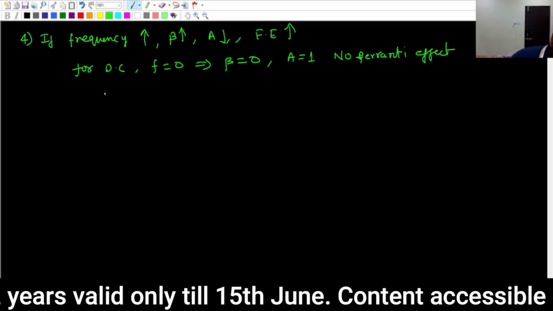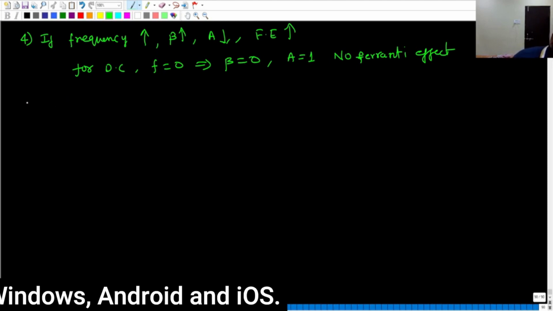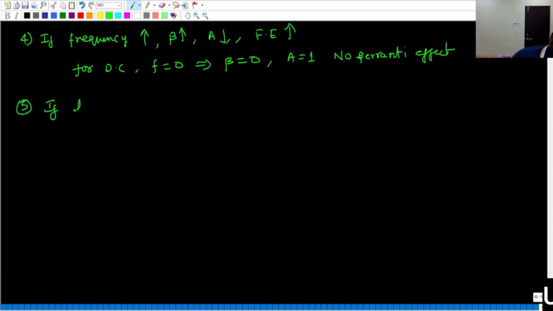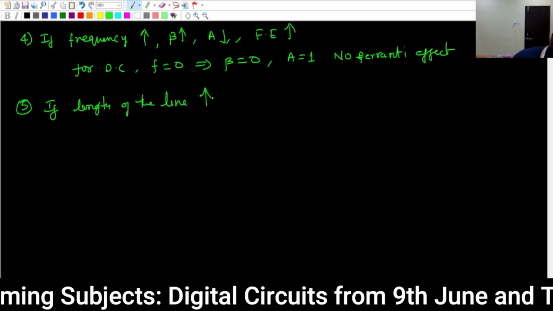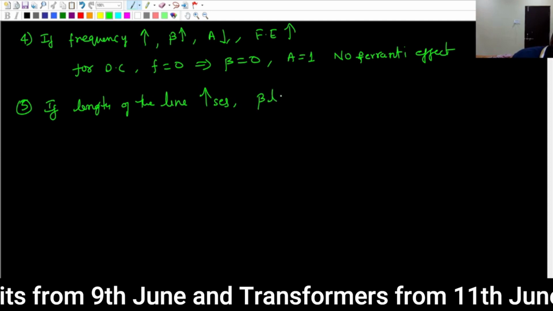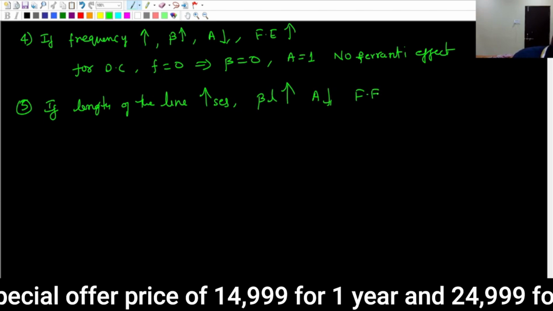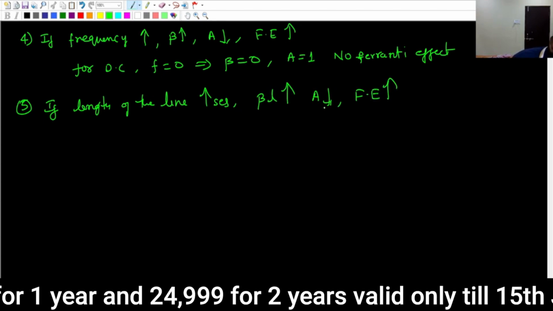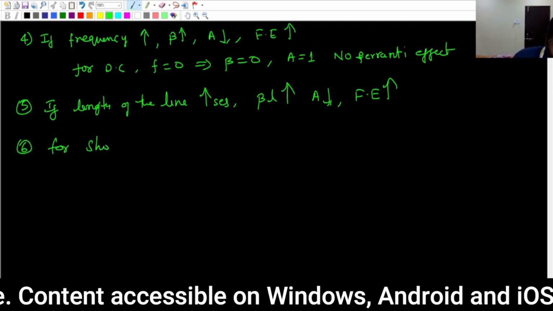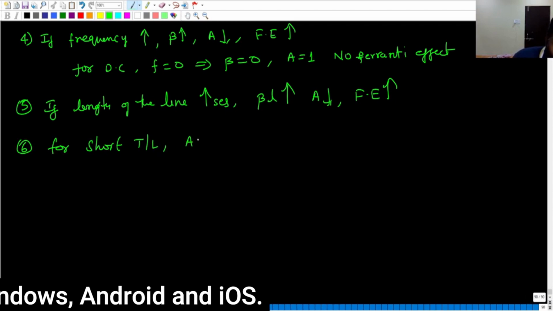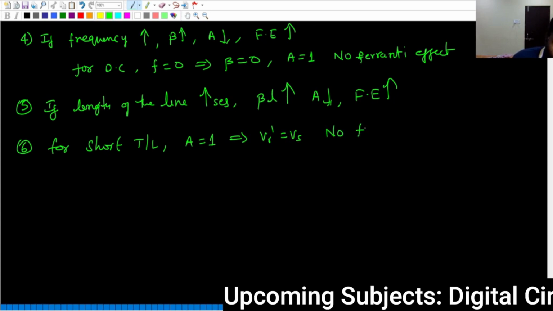Careful about this. For DC, there is no Ferranti effect. Is this clear, everybody? Next. If the length of the line increases, yes, the Ferranti effect also increases. Beta L increases, A decreases, so the Ferranti effect increases. Clear? Understand? Next. For a short transmission line, no Ferranti effect. Why? A equal to 1. This implies VR dash equal to Vs. So no Ferranti effect.